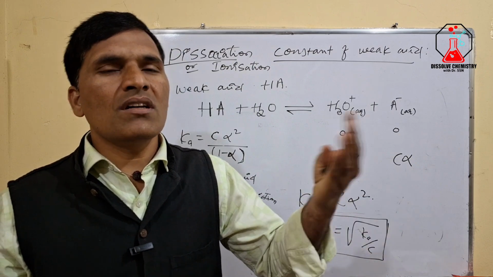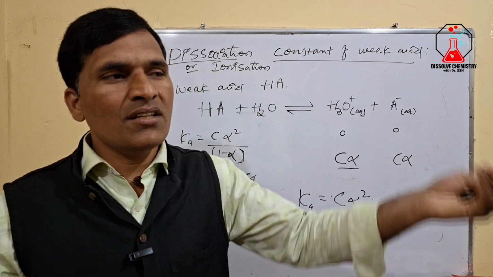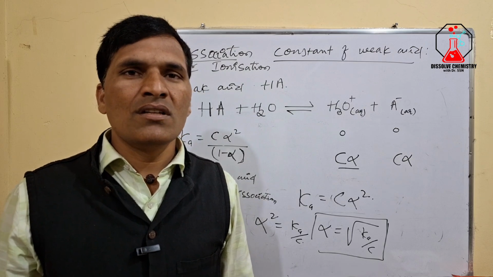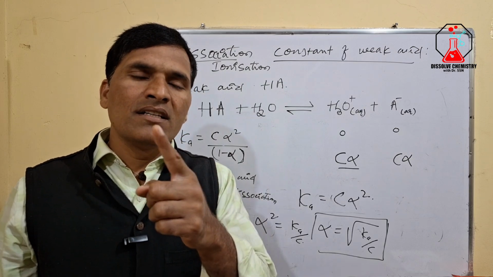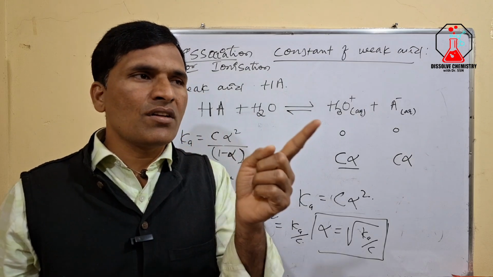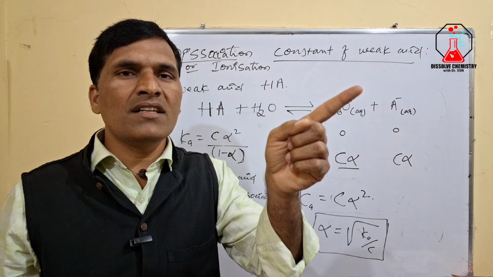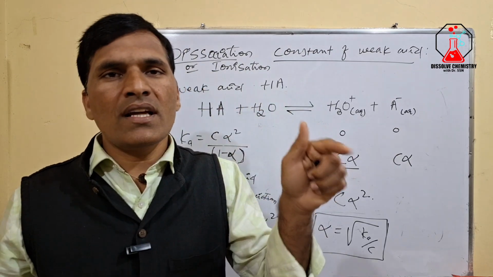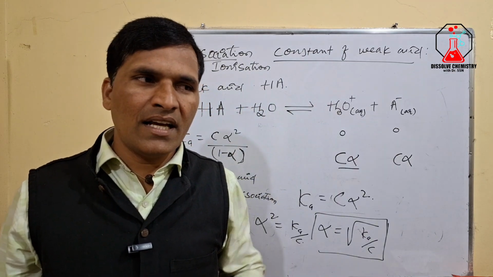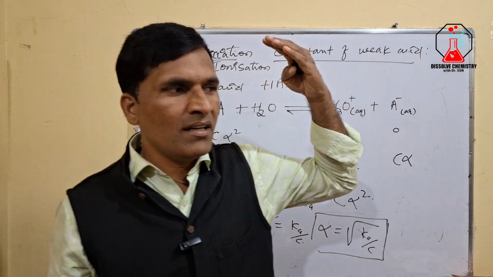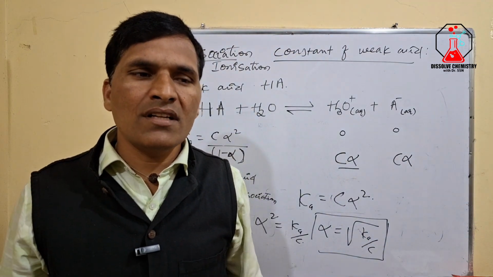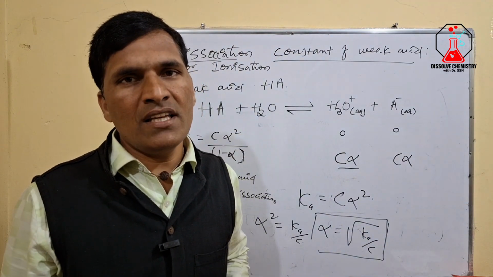Once you know the concentration of H+ ions, you can determine the pH of a weak acid also. As I have said, we cannot calculate the pH directly from the concentration of a weak acid, as we can with a strong acid like HCl. For HCl, whatever concentration is given, we directly put it into the pH equation and get the pH value.